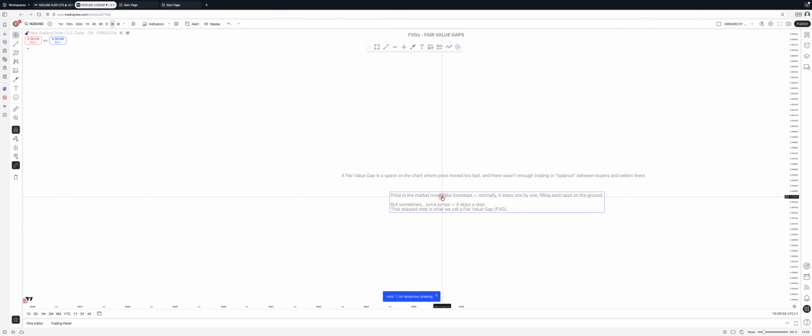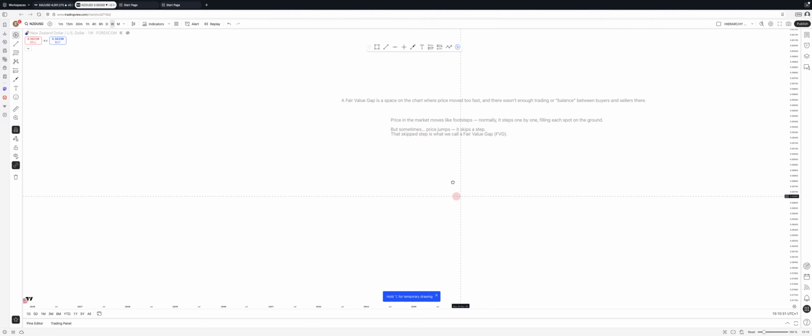It says price in the market moves like footsteps. Normally, it steps one by one, filling each spot on the ground. But sometimes price jumps. It skips a step. That skipped step is what we call a fair value gap. This is the simplest way you can get to understand what a fair value gap is, especially this second explanation here.